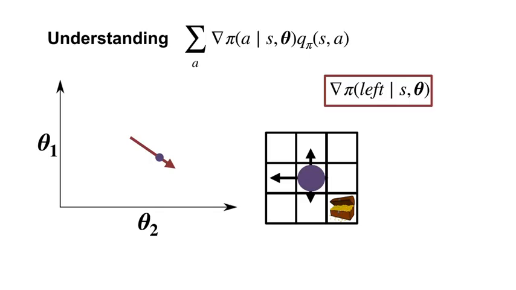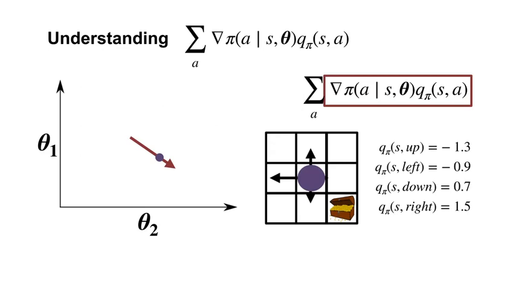Now let's bring some reward into the situation and think about what this whole term means. This is a sum over the gradients of each action probability, weighted by the value of the associated action. Imagine we've added a rewarding state in the bottom right. The up and left actions move away from it and should have negative value. The down and right actions move toward it and should have positive value. The precise values will depend on the current policy, but let's say they look something like this.